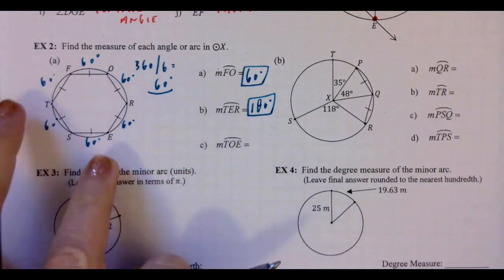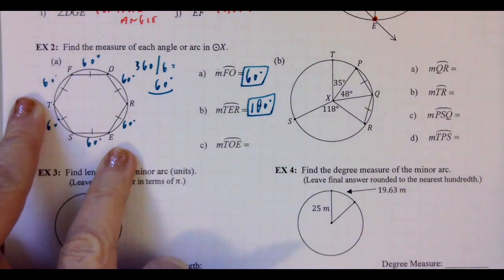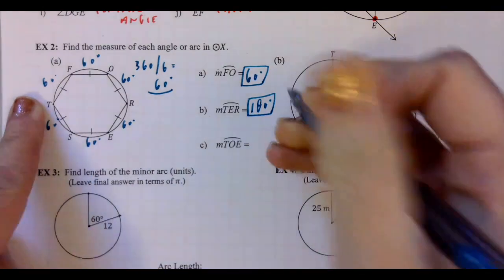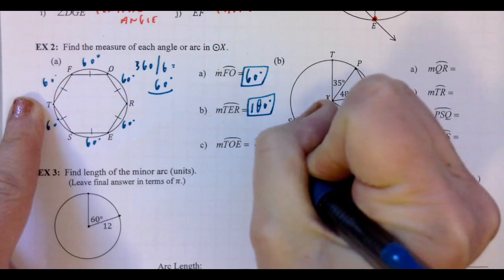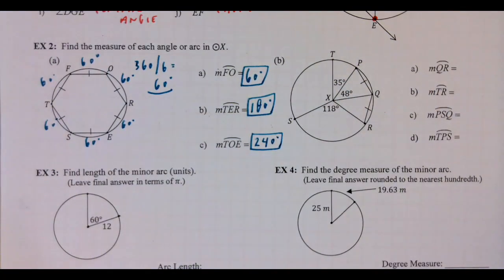TOE, so here's T to E, must be passing over O to connect. So I have 4 arcs that are all 60 degrees, so 240 degrees total. Okay, on to the next one.